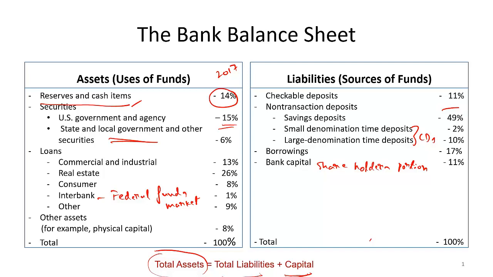Again, the most important takeaway point from this lecture is this: a bank balance sheet needs to balance. The most important assets for a bank are obviously the loans and also the reserve and cash items. And the most important liabilities for the bank are all the deposits in the form of savings deposits, checkable deposits, CDs, and also borrowing. And the balancing factor in all this is the bank capital, which is the shareholder portion.